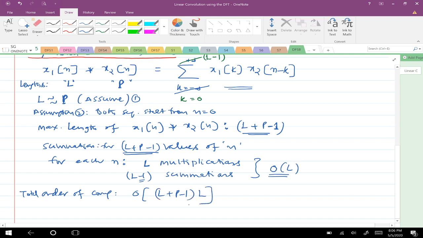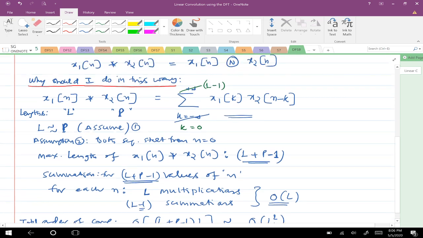Now, I'm sure you might have studied in some other courses, how do you compute the computational complexity? These two are of the same length, similar values, so let me simply consider L. You just keep track of the highest order there. So this would be of order of L square if you are directly going to compute the linear convolution.